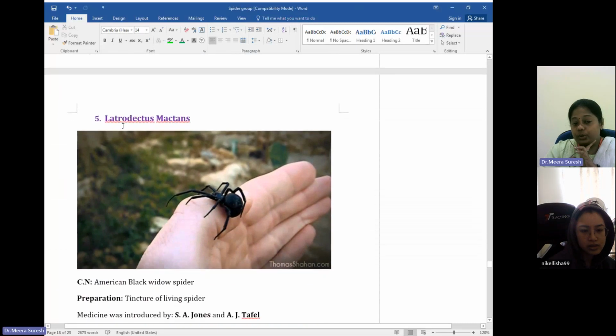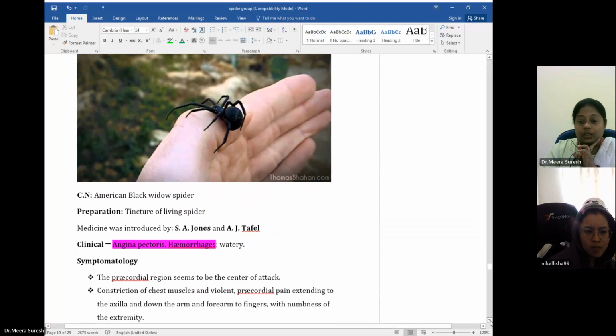And then we have Lactodectus mactans, the black colored one. And because it produces angina pectoris or the MI, the typical MI, the person can die. So we can connect its common name to American black widow spider. Imagine someone's husband had come MI and she became a widow. Because the common names can be asked for MCQ.